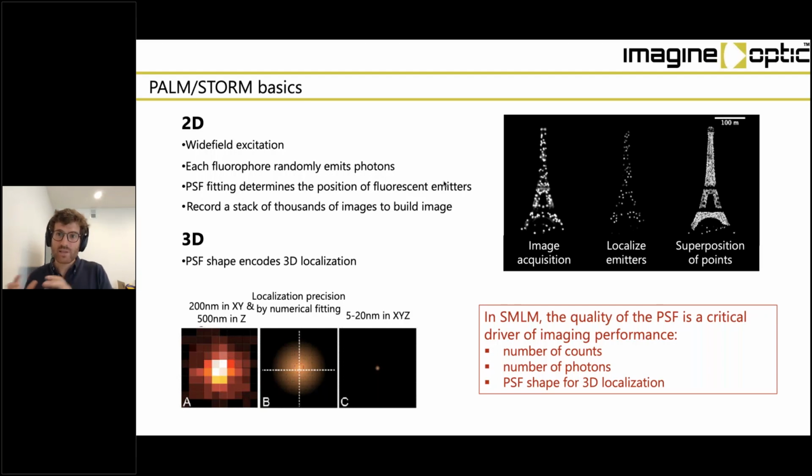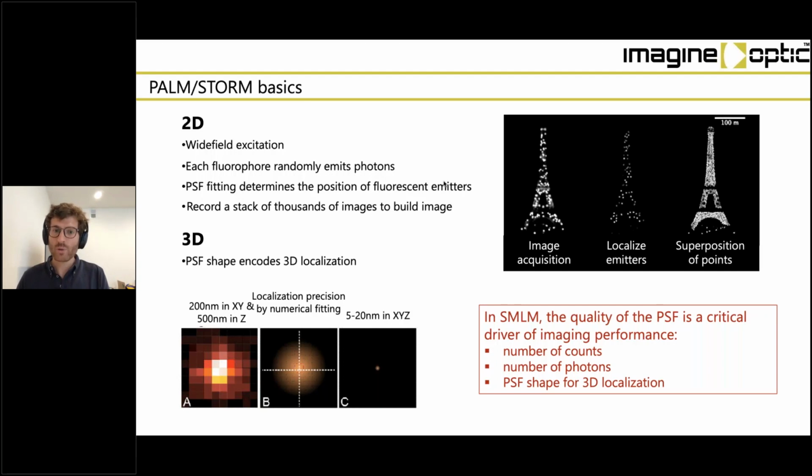Okay, so I think this is all for adaptive optics. Let's now discuss how this can be applied in single molecule localization microscopy more precisely. And let's start with a very quick reminder of PALM, STORM, and PAINT fundamentals. So SMLM is a wide field technique. It uses a wide field excitation, and it uses the specificity of some fluorophores to randomly emit photons.